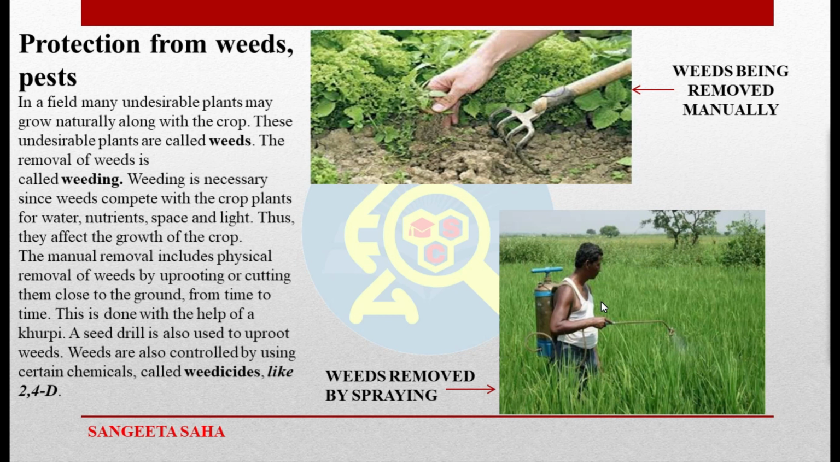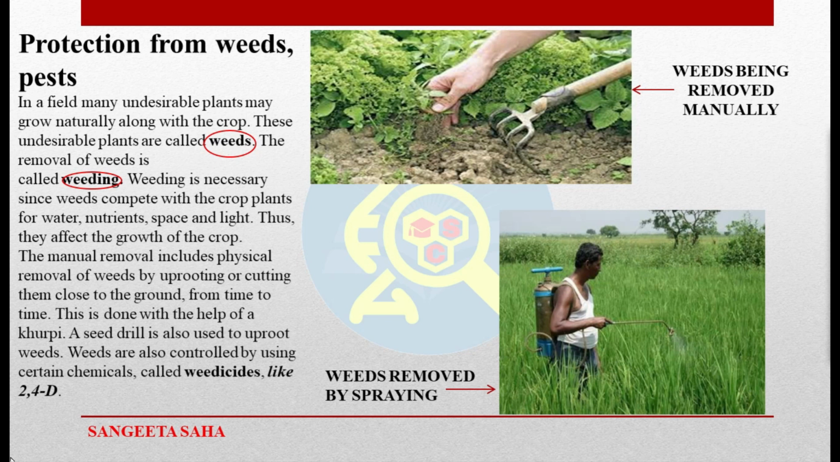Next is protection from the weeds. Now, in a field, many unwanted plants may grow naturally along with the crop. These unwanted plants that you don't require are known as weeds, and this removal of weed is called weeding. Weeding should be done on a regular basis, as weeds get the share of the water, nutrients, spaces, light that is being supplied for the desirable crops, and that is resulting in competition. And this causes adverse effect to the growth of the crop, because the desired crop do not get sufficient favorable conditions that are being supplied.